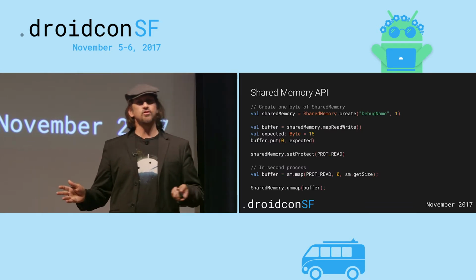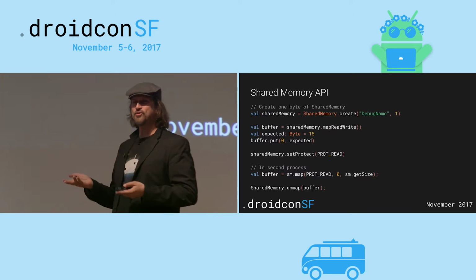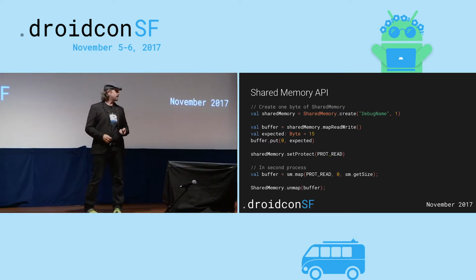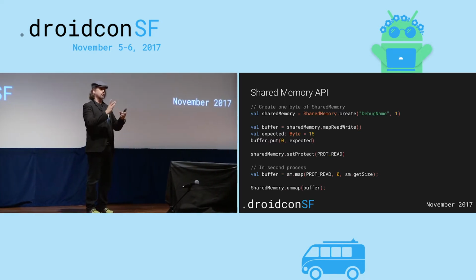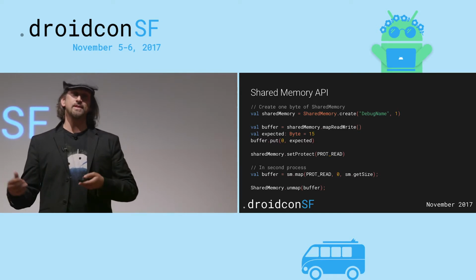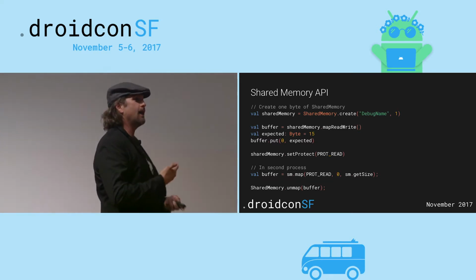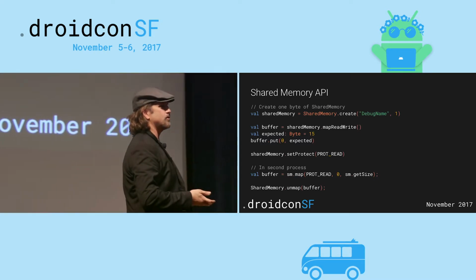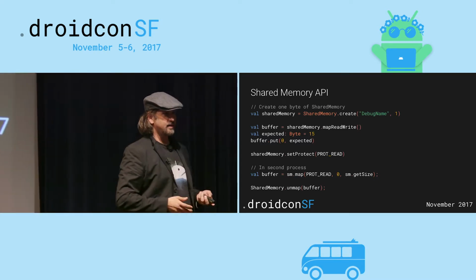Many of you might not have noticed this, but there's actually now a real shared memory API in Android 8.1, which is kind of cool. It allows you to create an object which can be parcelable, which you can send to another process. So if you're building an app that has multiple processes in it, this is really nice.